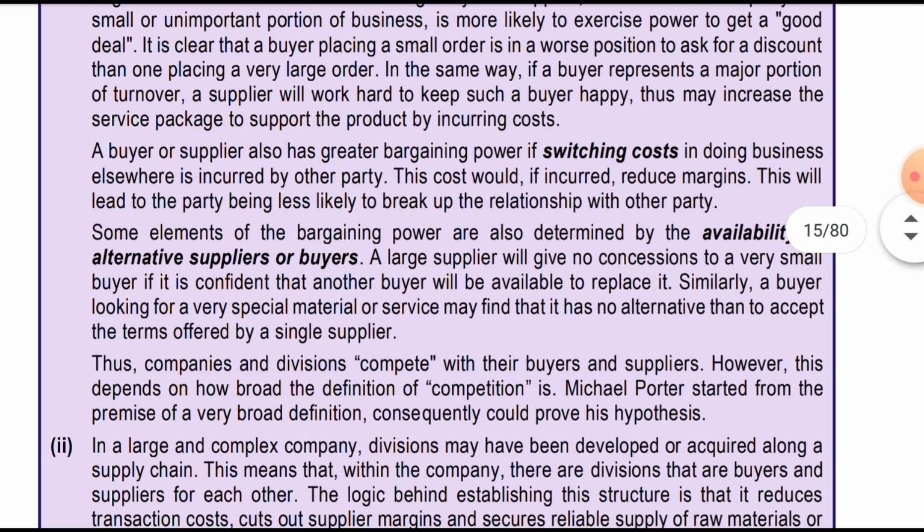The buyer or the supplier also has the greater bargaining power if the switching cost of doing business elsewhere is incurred by the other party.